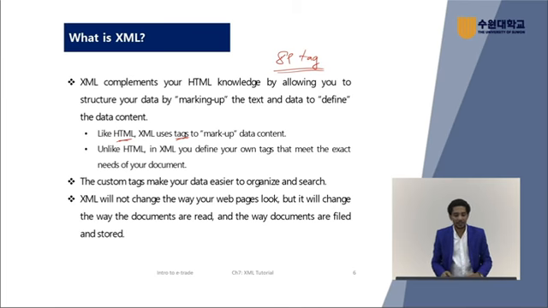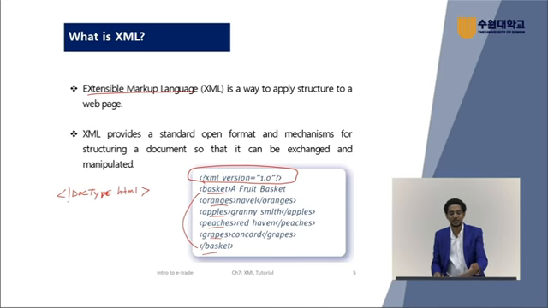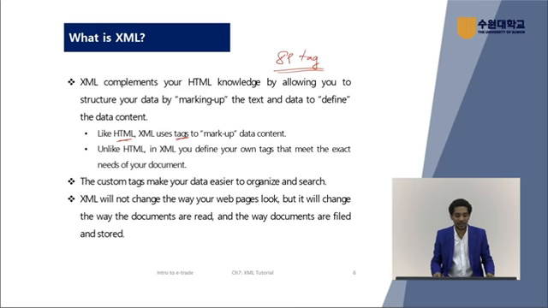Okay, so the custom tags makes your data easier to organize and search. Okay, because it is you that defined the tag, so it will be easy for you to search for. For example, if you want to search where you have the tags for fruits types, then it's easy to search through your XML code. So XML will not change the way your browser looks or your web page look, but it will change the way documents are read and the way documents are filed and stored.